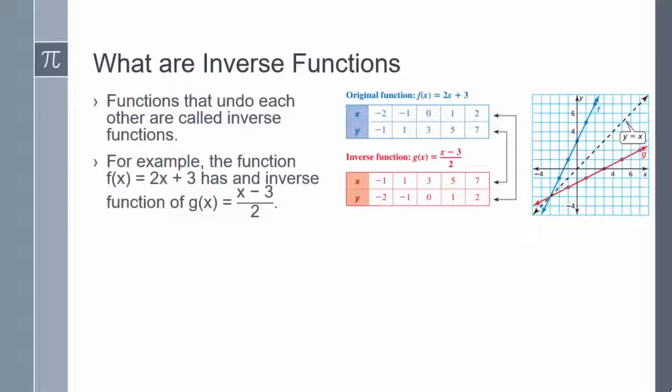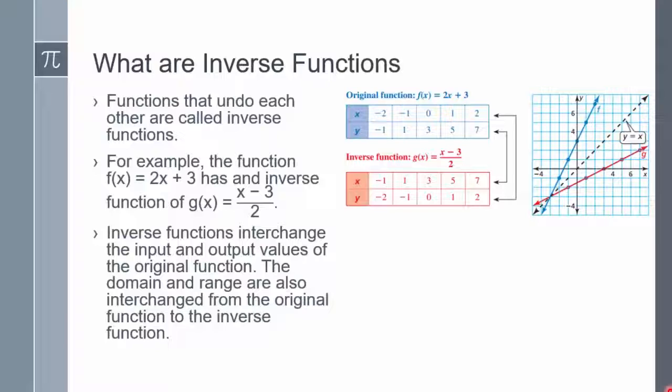Here's an example of an inverse function. The original function f of x is equal to 2x plus 3, and its inverse is g of x equals (x minus 3) divided by 2. Inverse functions interchange the input and output values of the original function. The domain and range are also interchanged from the original function to the inverse function.